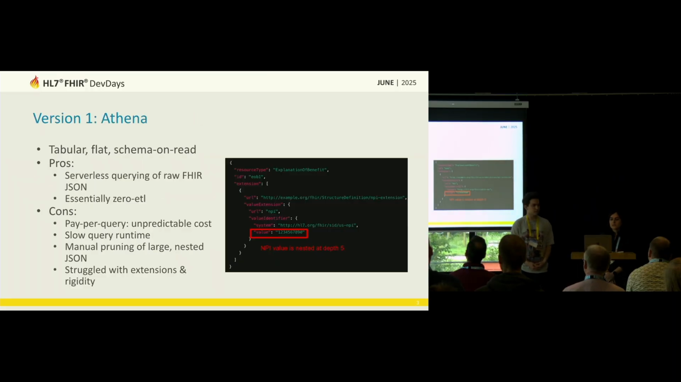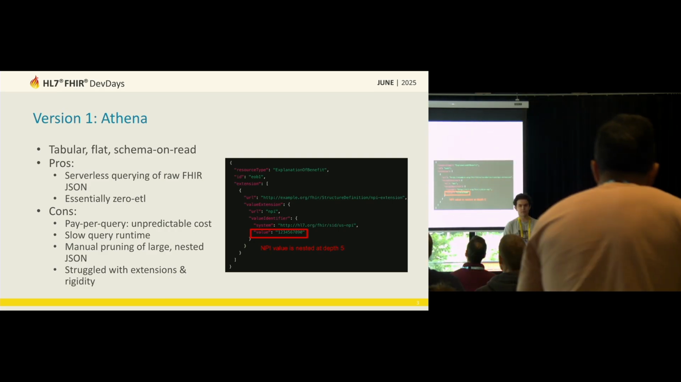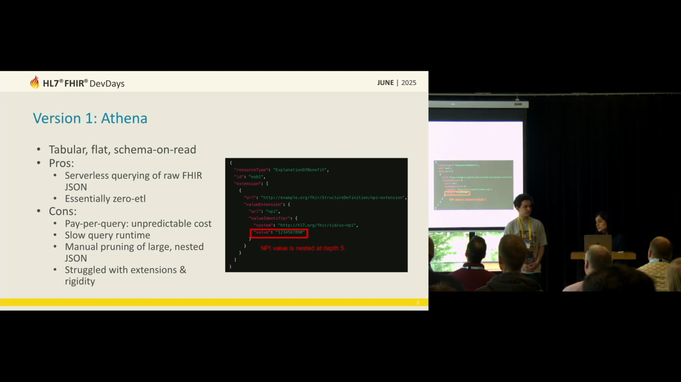Okay, going right into it. Our first approach was using Athena. Athena is great because it's serverless and it's essentially zero ETL. All you need to do is have your FHIR JSON in an S3 bucket and have a schema defined in Athena, and hopefully with very little work, it'll seamlessly go through. But this does come with some costs. One being a financial cost. The financial cost of Athena is pretty unpredictable because the model is pay per query, so the more you query, the higher your costs go.